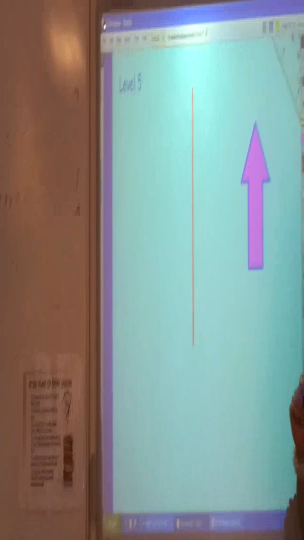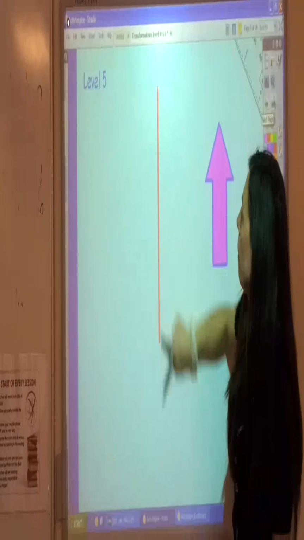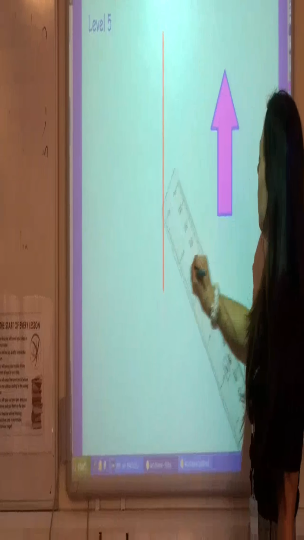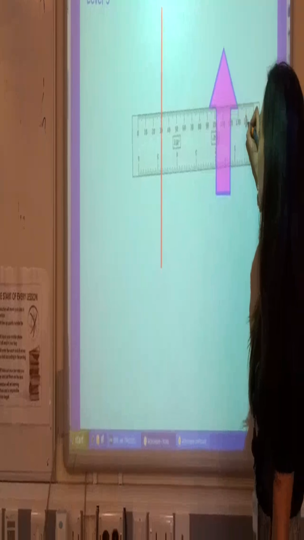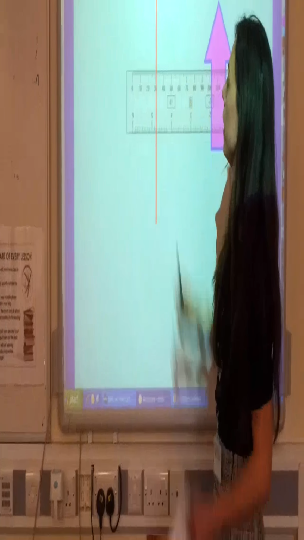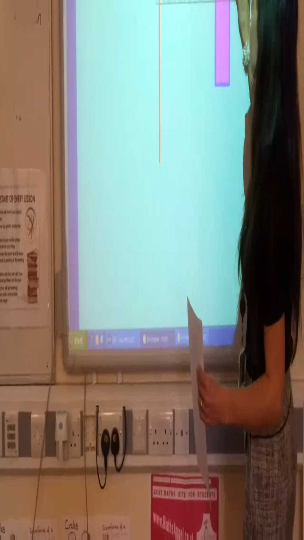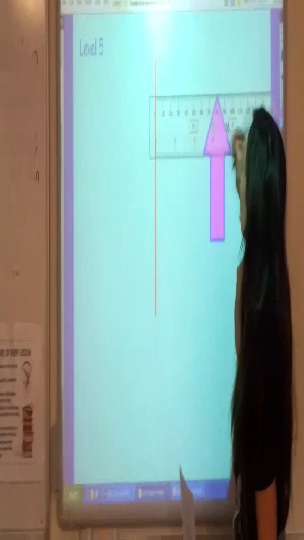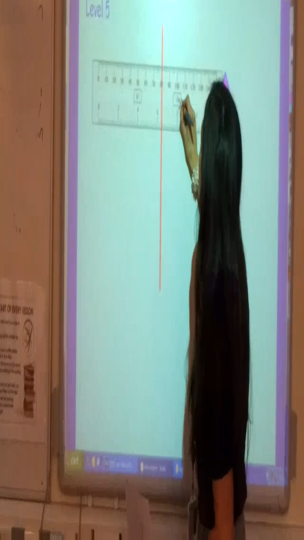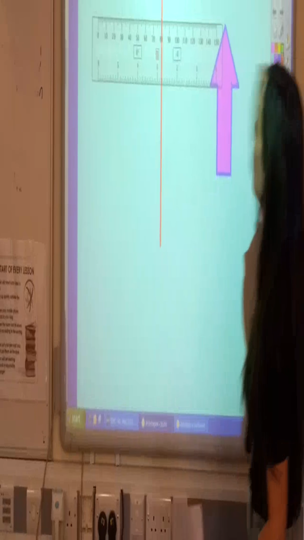Also at level 5, you need to be able to do it without a grid. So this time, I've got my shape, I've got my mirror line, but I've got no squares to count. Take a ruler and make sure, again, that your ruler is at 90 degrees perpendicular to your mirror line, and you measure. Take each point in turn again. That distance from there to there is 8 centimetres, therefore that distance from there to there is also 8 centimetres.